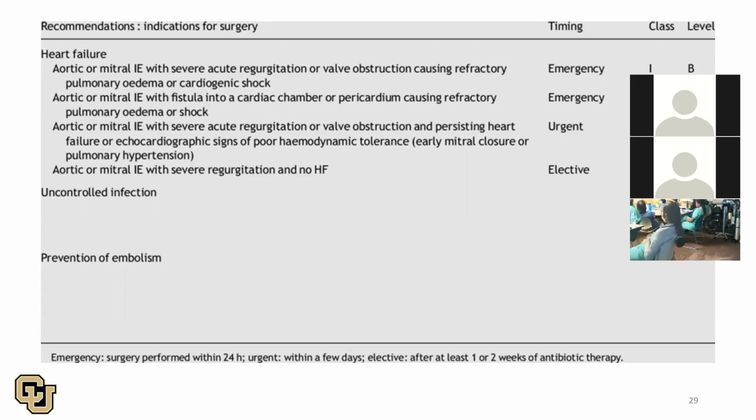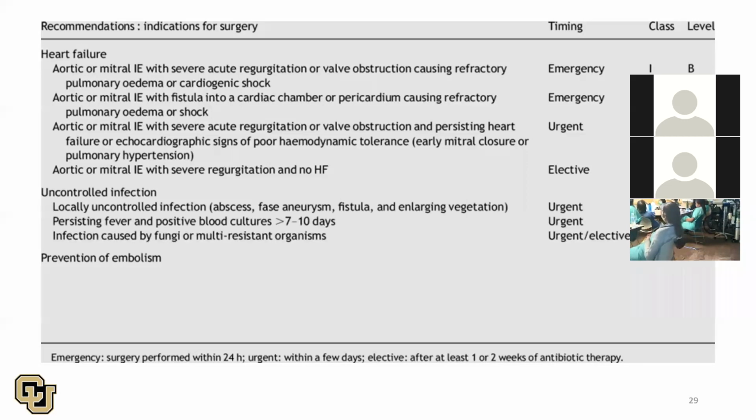Then we have uncontrolled infection. I already mentioned this. Locally uncontrolled infections like abscess. Sometimes if you have tricuspid endocarditis, each patient can get 3rd-degree heart blocks. These are the types of indications for which they would need surgery as well.